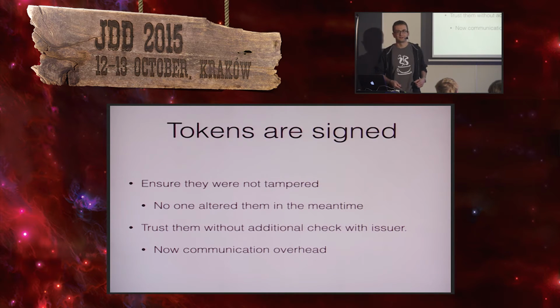Tokens are usually signed because this allows us to be sure that they were not tampered with, so no one altered them somewhere in between during the communication. And this also allows us to reduce communication overhead, because when we obtain such a digital token, by checking the signature, we know that we can trust it, so we don't need to communicate with the issuer to check.